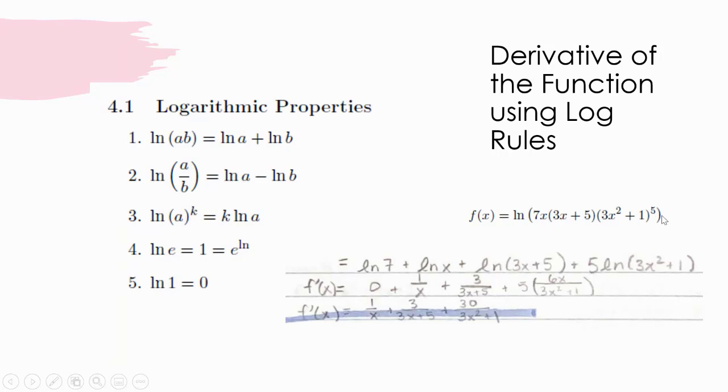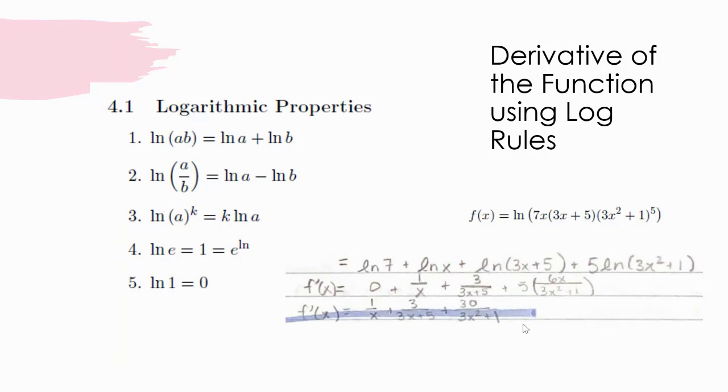And then you would use the third log rule here for (3x squared plus 1) to the power of 5, and bring the 5 in front of the ln, multiplied by ln of (3x squared plus 1). Now you can go ahead and find the derivative of this, and then you'll end up with this as your final answer.